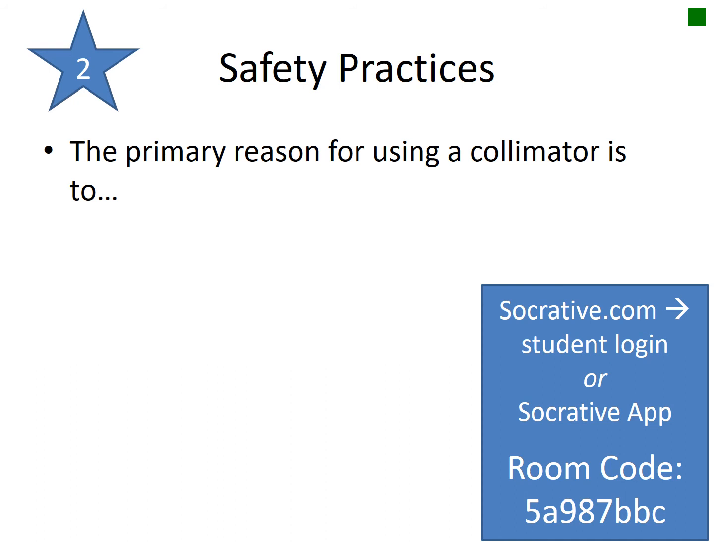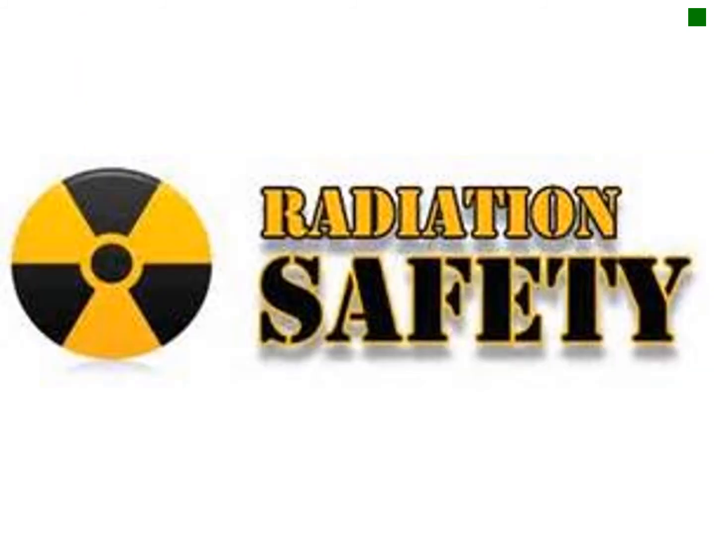So here's another question for you. The primary reason for using a collimator is to... and your answer should be reduce scatter radiation.